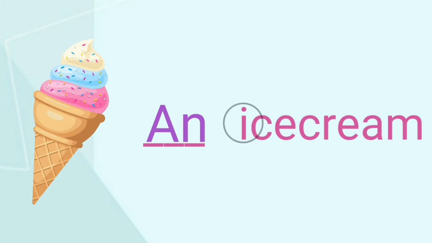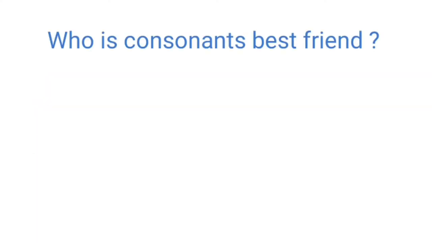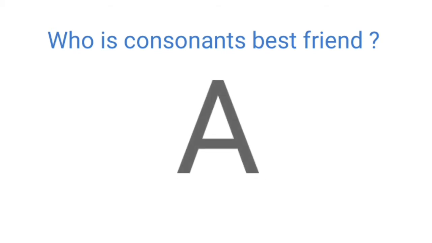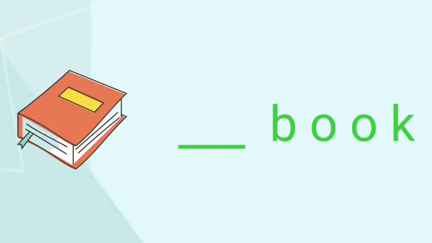An ice cream. Now children, can you guess who is consonant's best friend? That's right. A is consonant's best friend. Therefore, A is used before first letter word of any consonant sound. Alright? For example, book. Tell me children, what is the first letter in book? B is the first letter and B is a consonant sound. So A will come before the word book. A book.